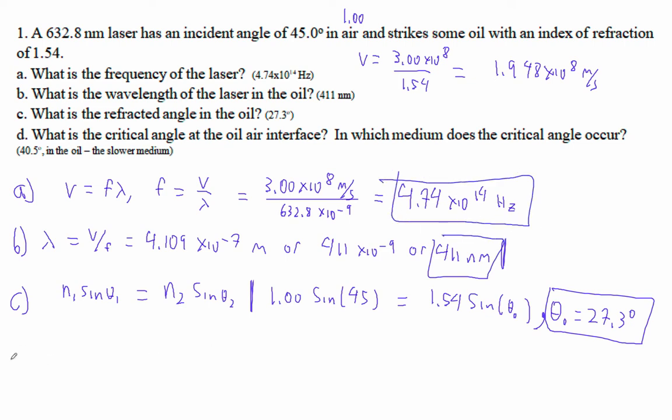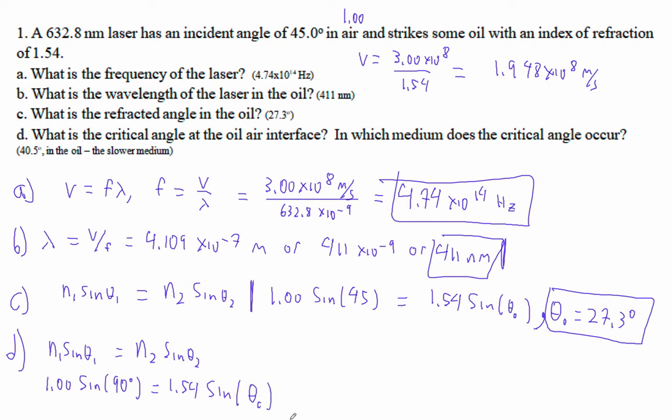All right. And then D says, what is the critical angle? So for the critical angle, we're going to do exactly the same thing. We're going to go n1 sine theta 1 equals n2 sine theta 2. In this case, this is the slow medium, right? So it can't get out of the oil into the air, right? So I'm going to make this 90 degrees, so 1.00 sine of 90 degrees, because the 90-degree angle is going to happen in the air, right? And that means basically it can't escape, okay? And then n2 is going to be 1.54 sine of, in this case, the critical angle.